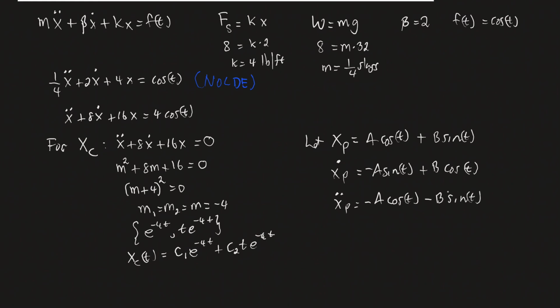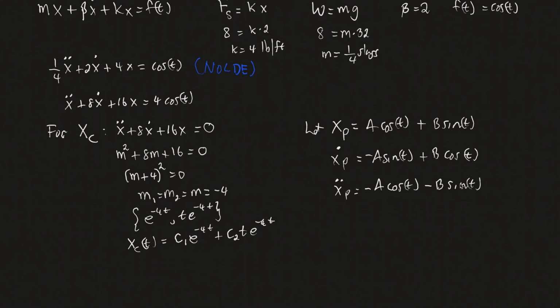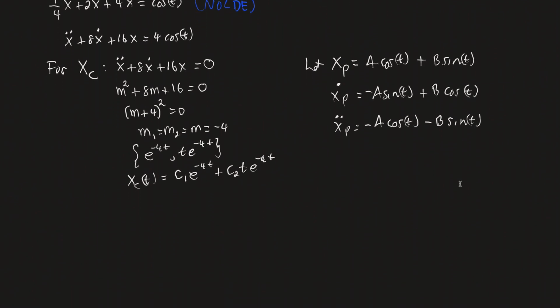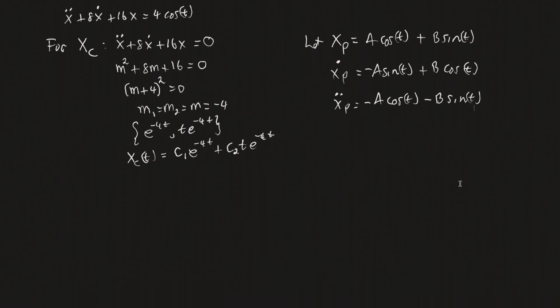sine of t, right? So then we're going to plug these terms into the left-hand side, and we want it to be identically equal to 4 cosine of t, and see what kind of equation or system of equations we come up with, right?